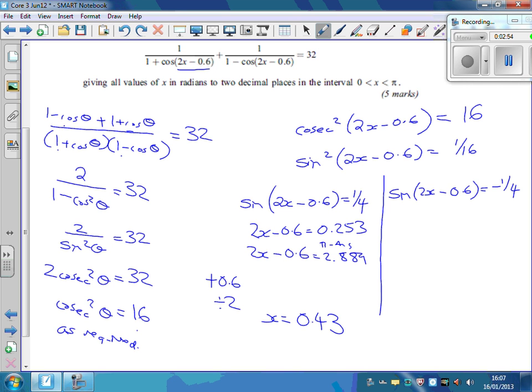And what does that one give? I can't remember what that one gives. I think it's the 1.74.